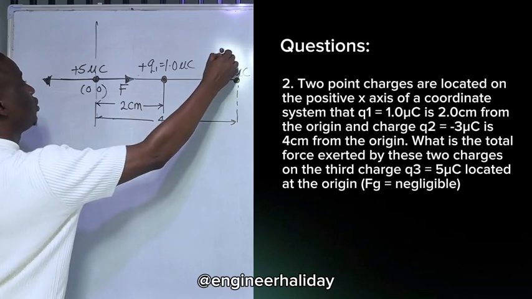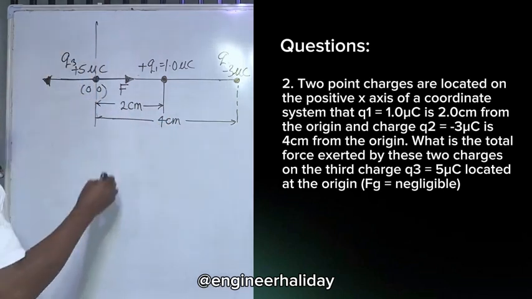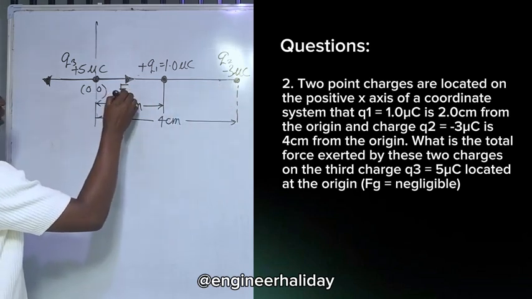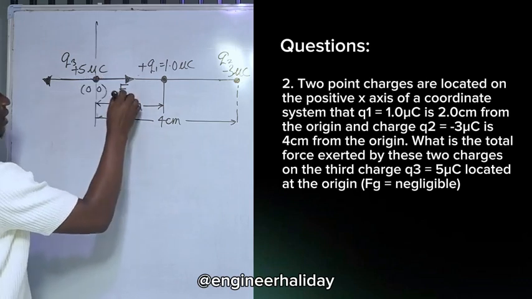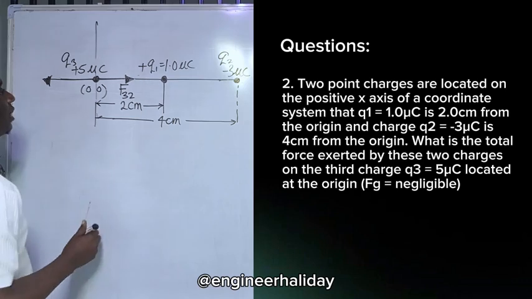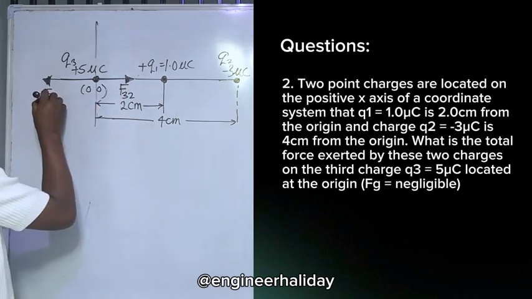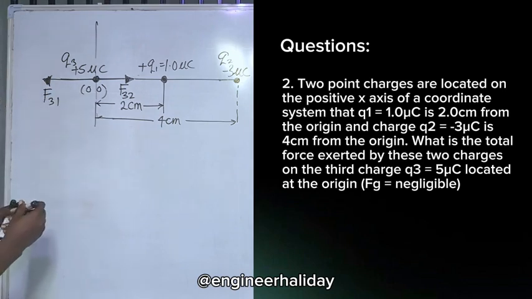This is Q2, and this is Q3, according to the question. You can look at the question there. Between 3 and 2 is attraction. Then the portion between 3 and 1 is repulsion. So this is what we have.